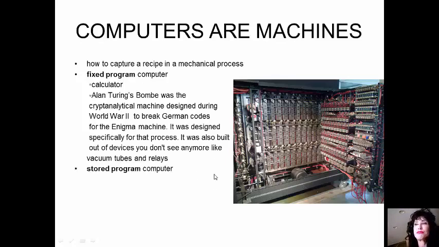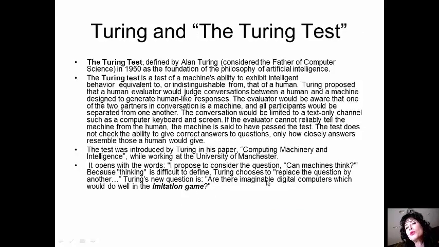The other type of capturing a recipe is in a stored program computer, and this is what we are more familiar with today, where the machine can store and execute different instructions, and you can change what those programs are. Let's go and talk a little bit more about Alan Turing and why he was so famous.